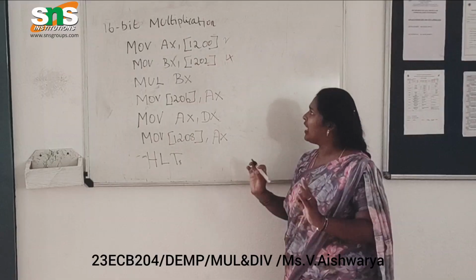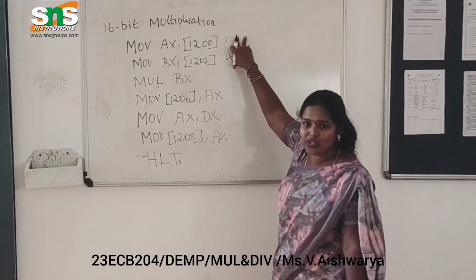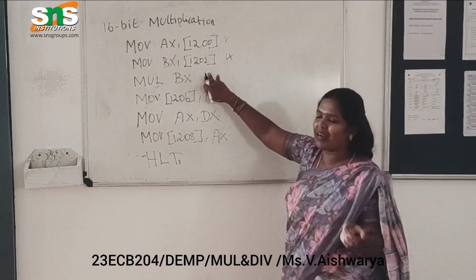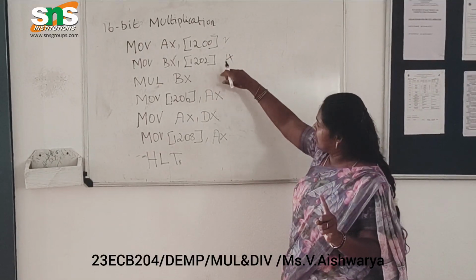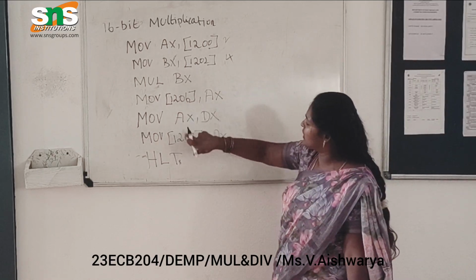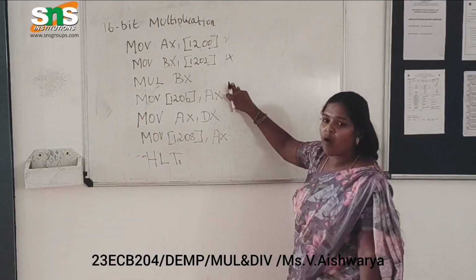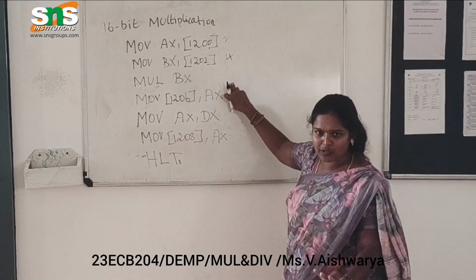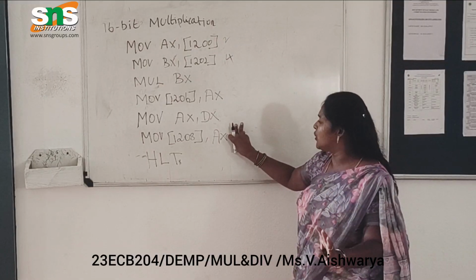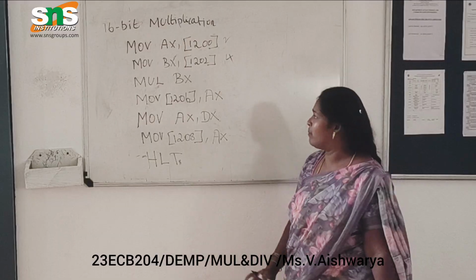Initially we get the multiplicand and multiplier values from addresses 1200 and 1202. Then we multiply the values. That result is stored in 1206 and 1208. Why? Because the lower order word is stored in 1206 and the higher order word is stored in 1208. Then we halt the program.